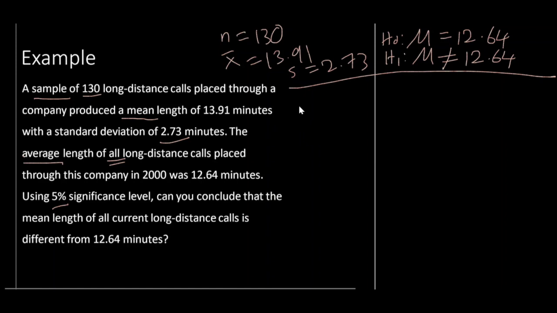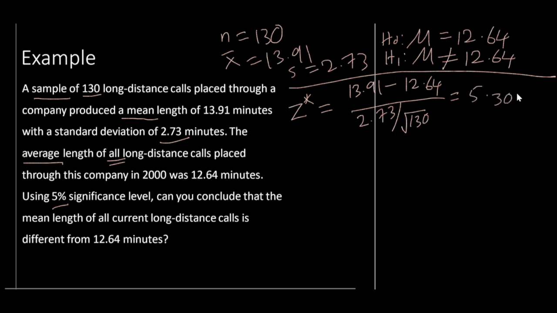And the next step would be your test statistics. Depending on the sample size, this would be Z star. So X bar 13.91 minus mu 12.64 over S over square root of N. This would be 5.3041.